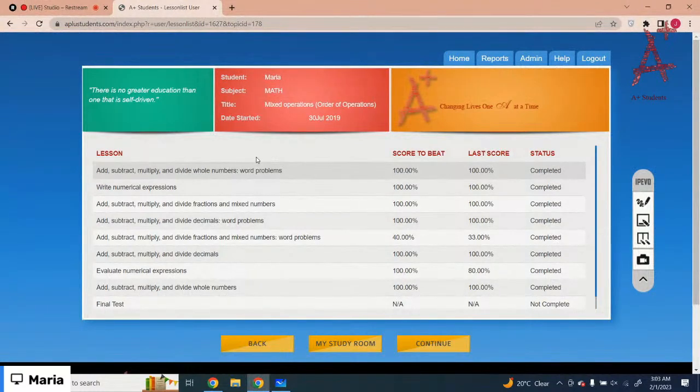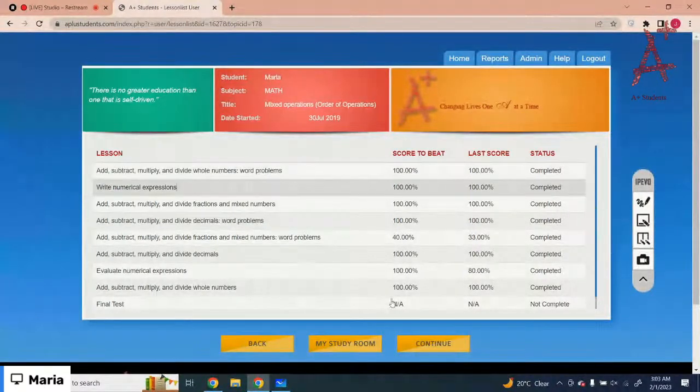Okay, here I'm in grade 5 maths. The chapter name is mixed operations, and here is the lesson I'm going to start with, write numerical expressions.